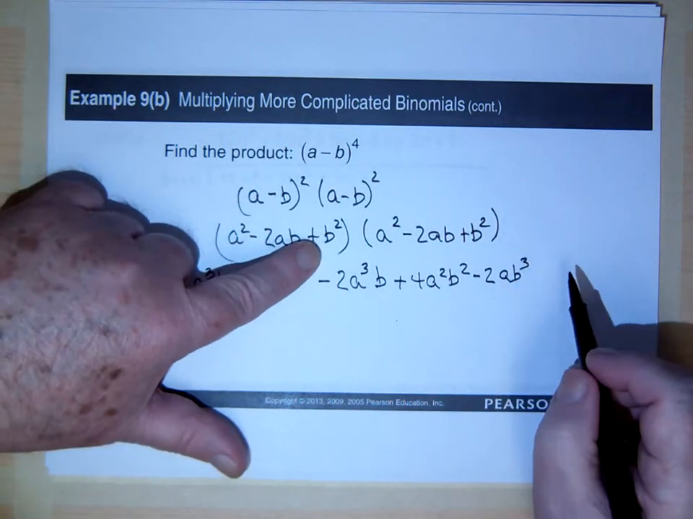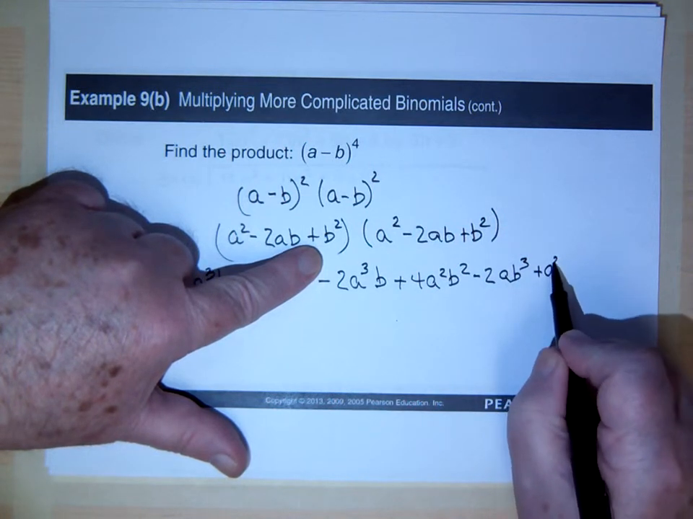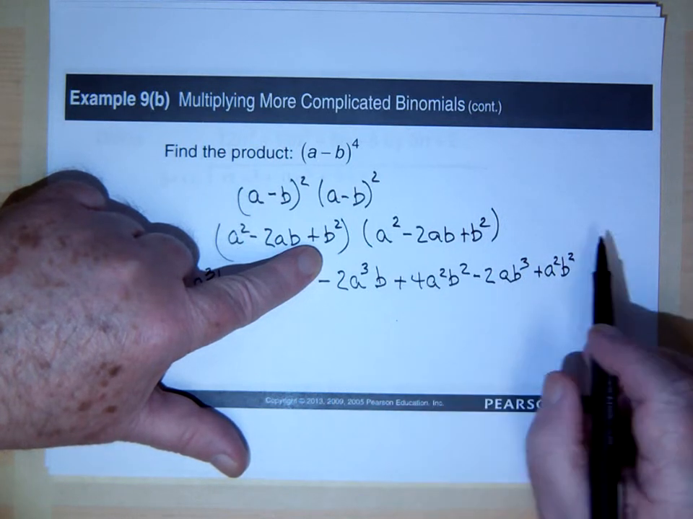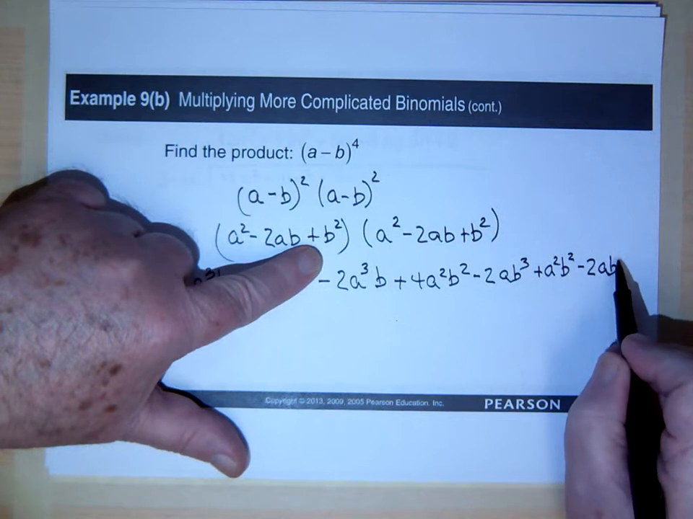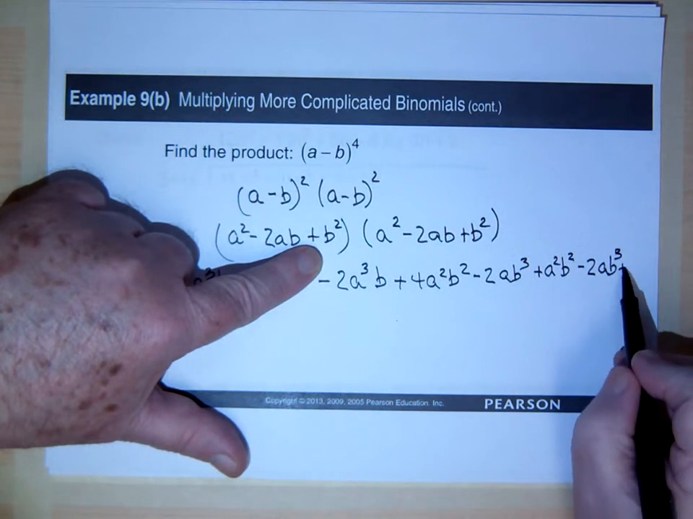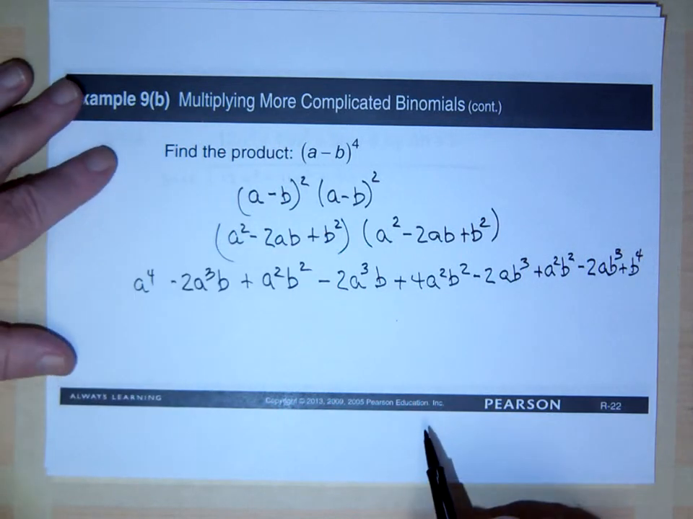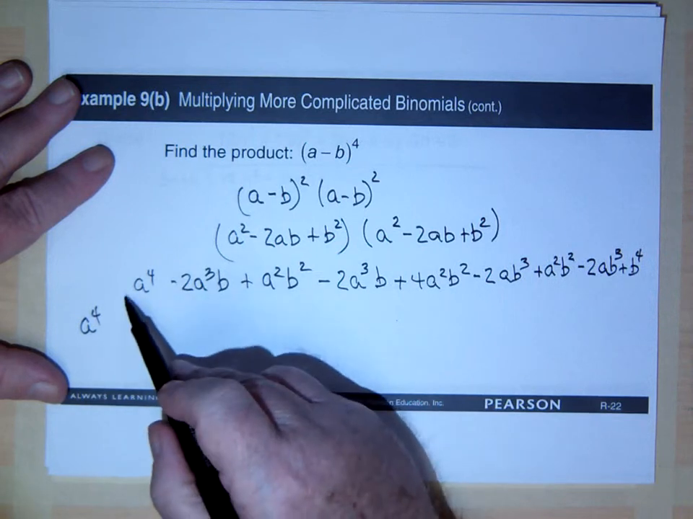Lastly, I will expand this. It's a squared b squared. This is going to be minus 2a b cubed. This is going to be plus b to the fourth power. I will combine like terms. I'll have a to the fourth. And there's only one term with a to the fourth.